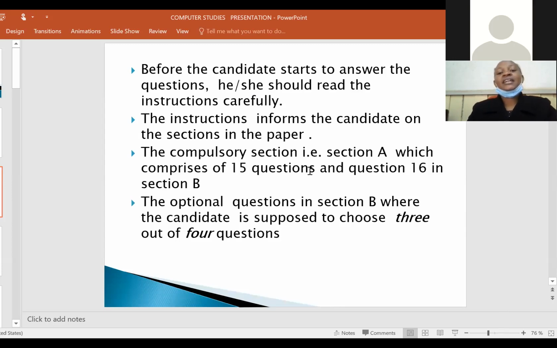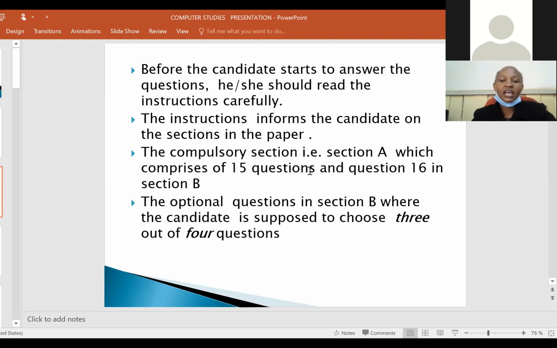Now, what should the candidate do before he or she starts to answer the question? He or she should read the instructions carefully. The instructions are on the first page. That's where you should be reading your instructions so that you get to know what the paper requires of you. These instructions inform the candidates on the sections in the paper. As I have said earlier, we have two sections.